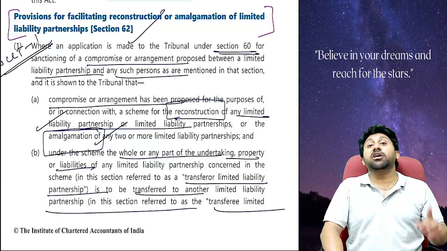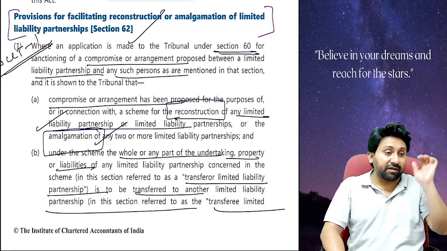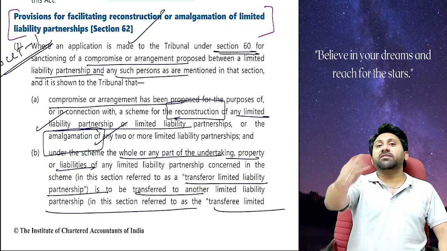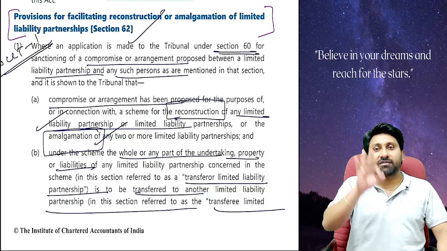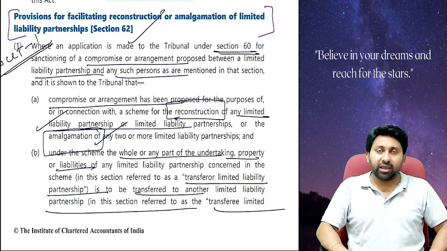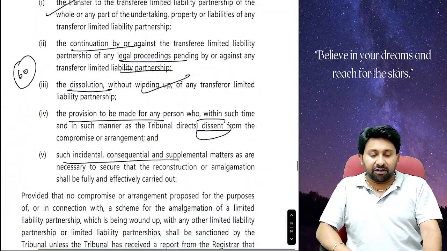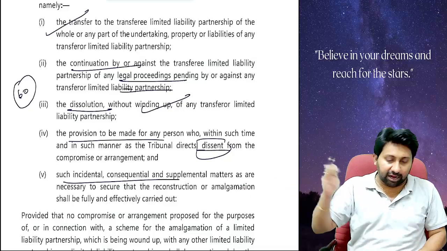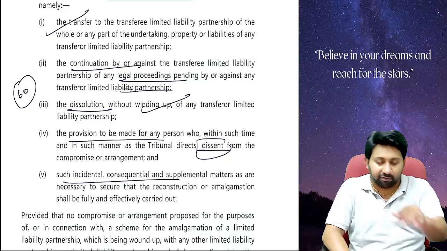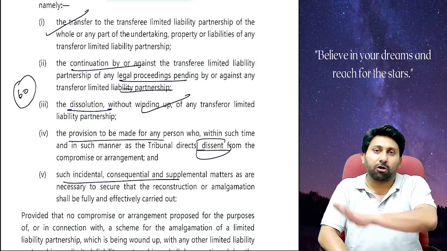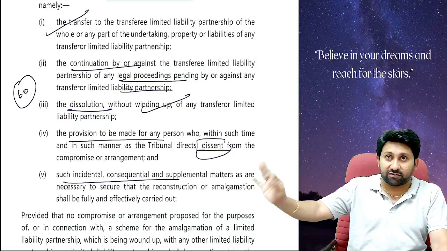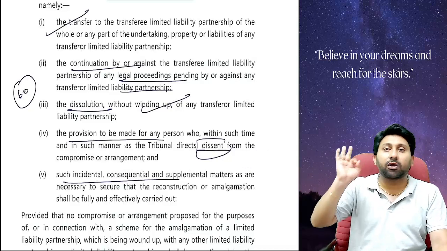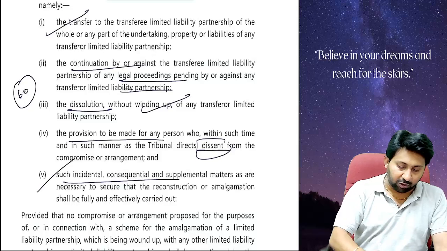But there, it is in the nature of a general compromise. This is a compromise or arrangement during the course of reconstruction, being an amalgamation. How can I know that this is amalgamation? There will be transfer of assets, liabilities, properties and obligations. Okay, the Tribunal will order. Then what will happen? Five things will happen. Transfer of assets, liabilities and properties from transferor LLP to transferee LLP. Legal proceedings will be continued in the name of the transferee LLP. Dissolution of the transferor company without winding up. Dissenting partners of the transferor LLP will be given a provision to exit the firm. Any other consequential matters?